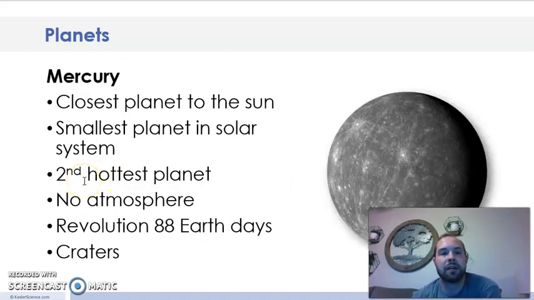So let's talk about a few specifics of the planets. Mercury is the closest planet to the sun. It's the smallest planet in our solar system. It's the second hottest planet. It has no atmosphere. It takes 88 days for it to revolve around the sun, and that is Earth days, and it has craters on it.